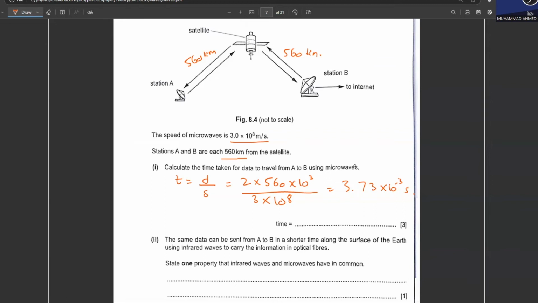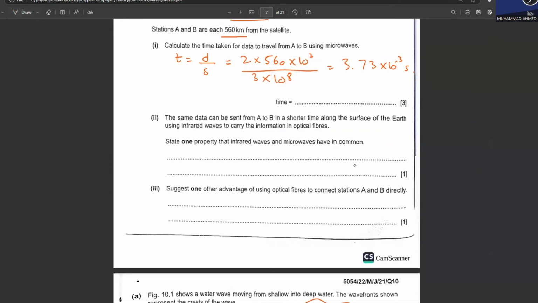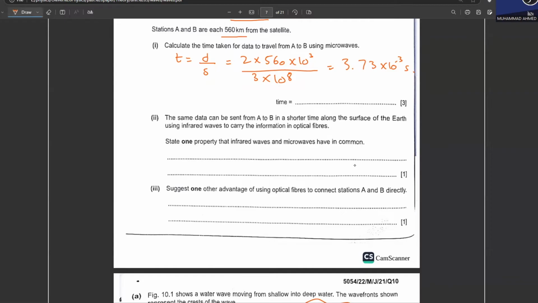Simple as that. The same data can be sent from point A to B in a shorter time along the surface of the earth using infrared waves to carry the information in optical fibers. State one property that infrared waves and microwaves have in common. Both are electromagnetic waves.